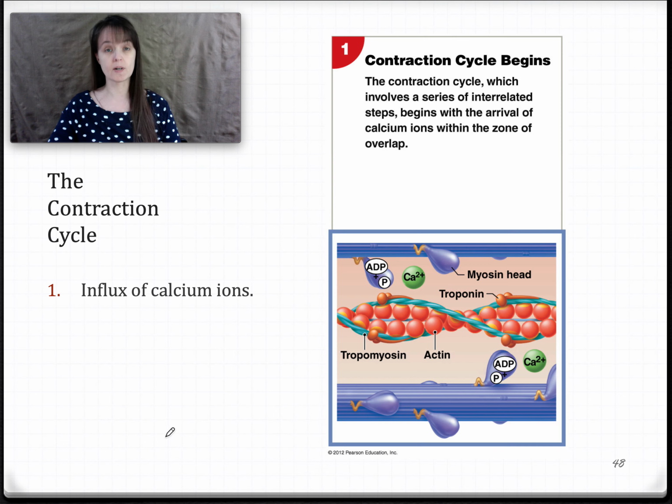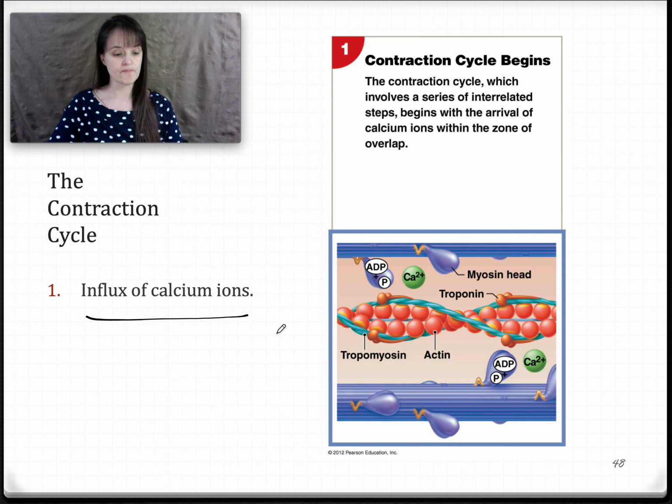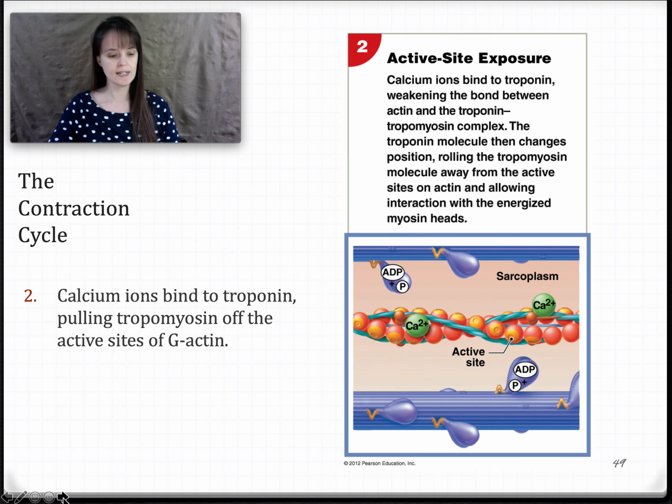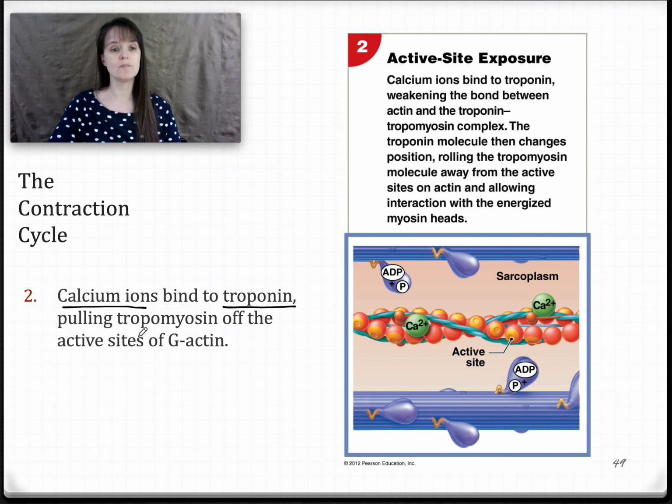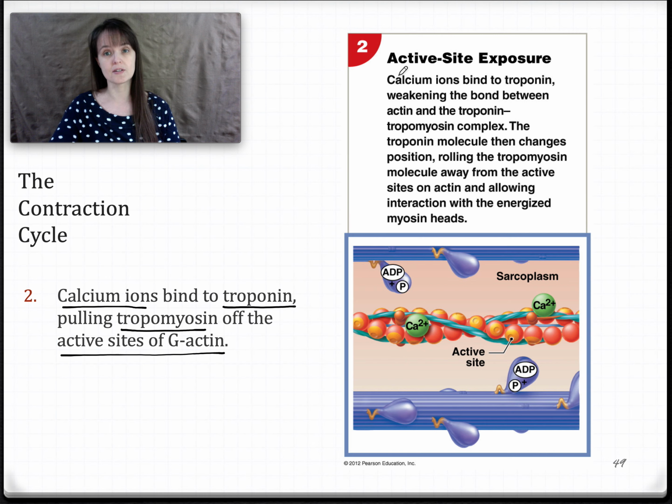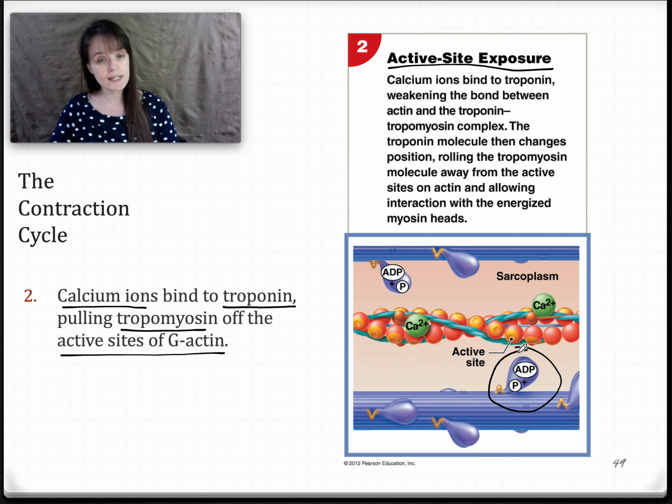Number one, so we're at number one now, influx of calcium ions. So this will be where the contraction cycle begins with these calcium. And two, active site exposure, because the calcium binds to troponin, and that pulls the tropomyosin off of the active sites on G-actin. So this is called active site exposure. So now we have ready myosin heads and exposed active sites. So this is number two.